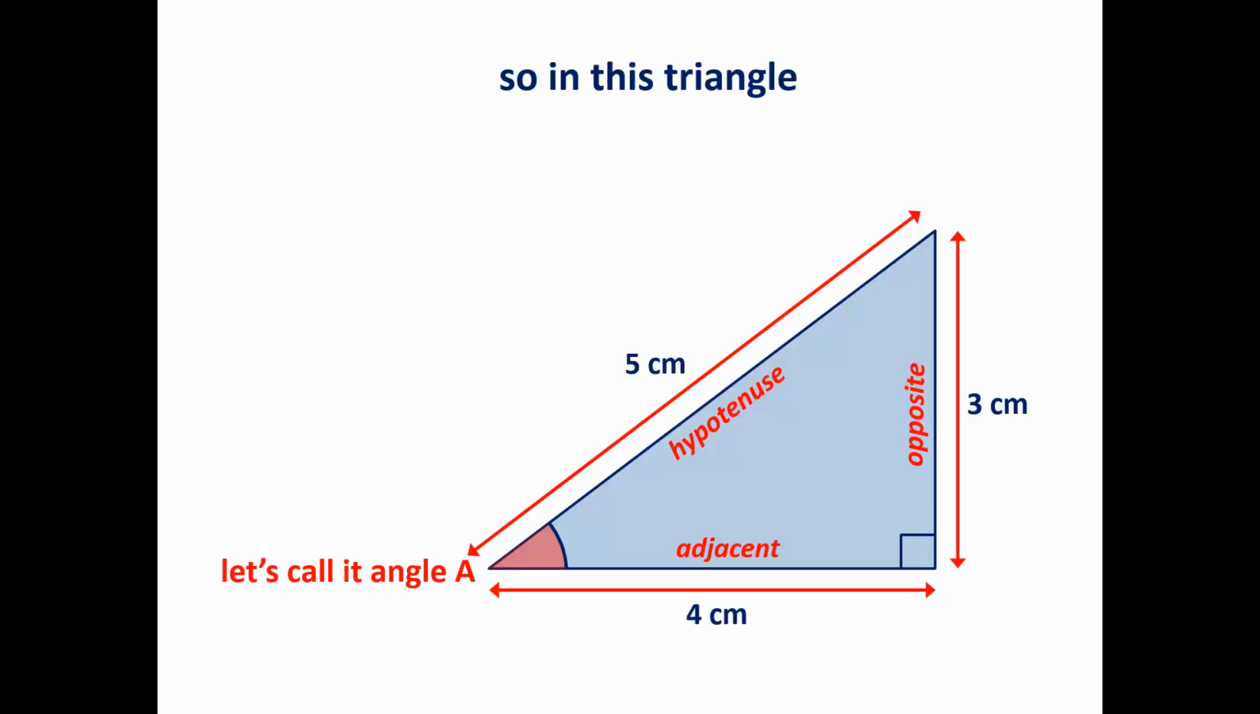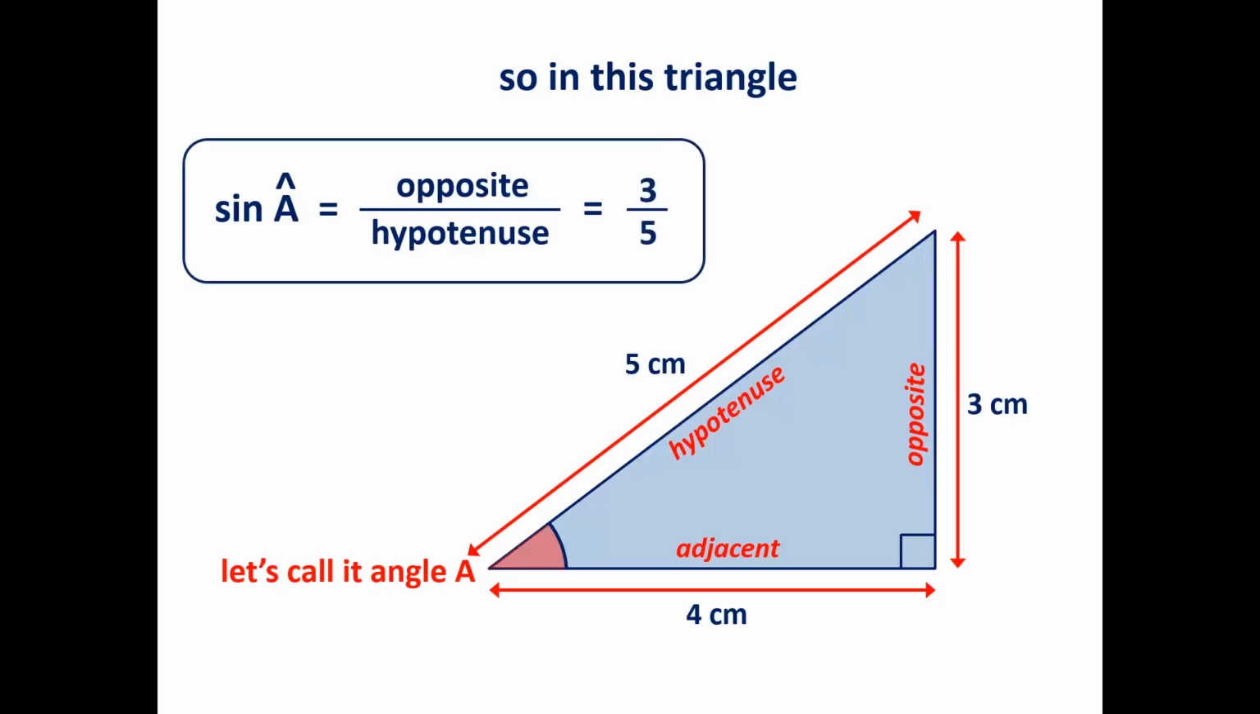Now, I don't know if you remember, but sine, someone just made up a definition that the sine is opposite divided by the hypotenuse. So the sine of angle A is the length of the opposite divided by the length of the hypotenuse. Let's have a look. What are those then? Well, the opposite is 3, the hypotenuse is 5. So the sine of angle A is 3/5.